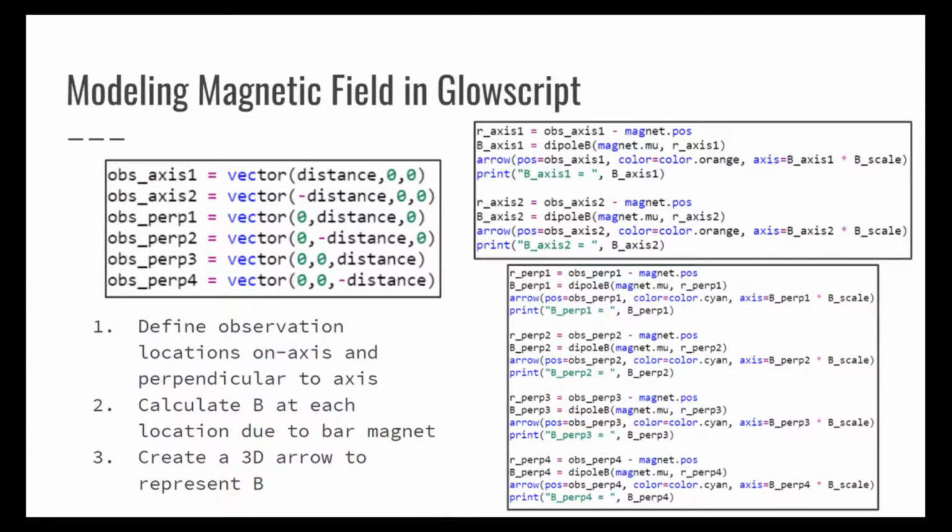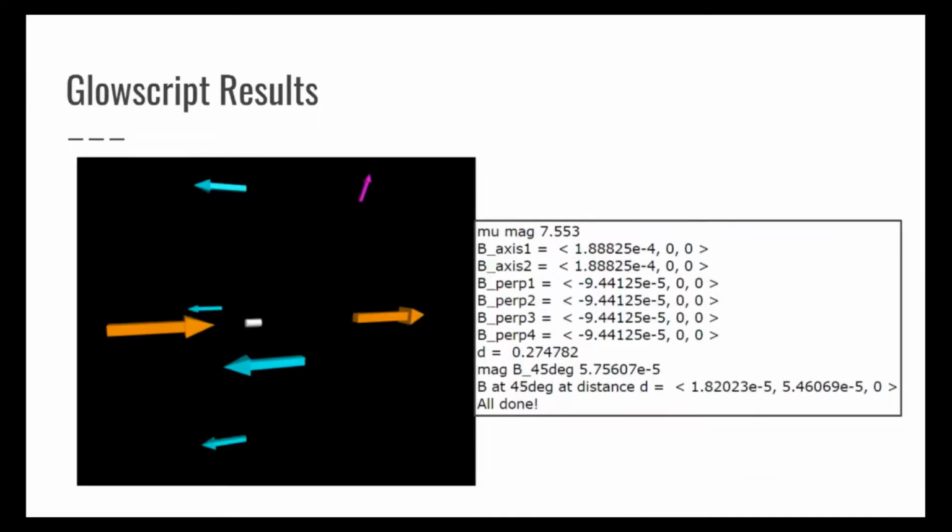Next, we would model the magnetic field in GlowScript. First, we would define the observation locations on the x and y, on the axis and perpendicular to the axis. Then we would calculate the magnetic field at each location due to the bar magnet, and then create a 3D arrow to represent B, the magnetic field. Here you can see the GlowScript results, where the orange arrows are the on-axis magnetic fields, the blue are the perpendicular, and the purple is the 45-degree magnetic field. To the right, you can see all of our results, such as the mu magnitude, as well as each of the magnetic fields on axis, perpendicular, and at the 45-degree angle.